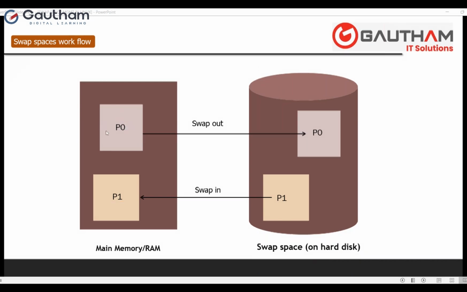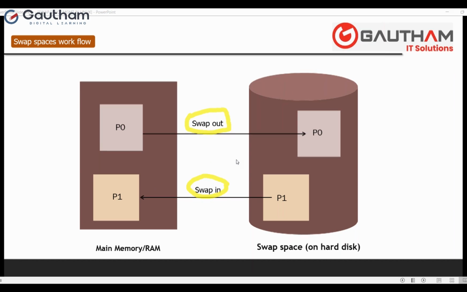Now, whenever a process goes out of the RAM, we call this swap out. And whenever the process comes back to the RAM, if it wants to get executed or activated, it needs to come back to RAM. So whenever the process goes out, we call it swap out. And whenever it comes back to the RAM, we call it swap in.